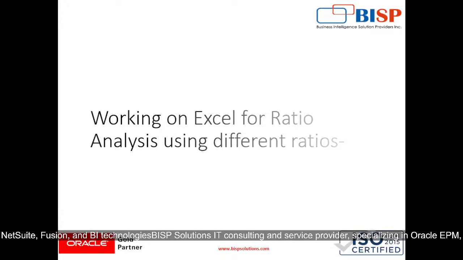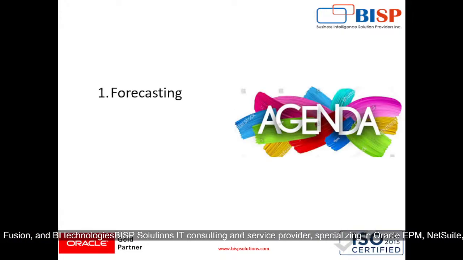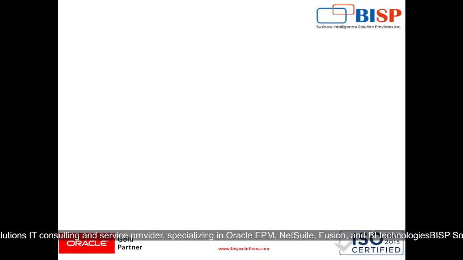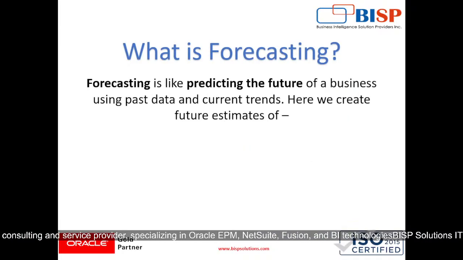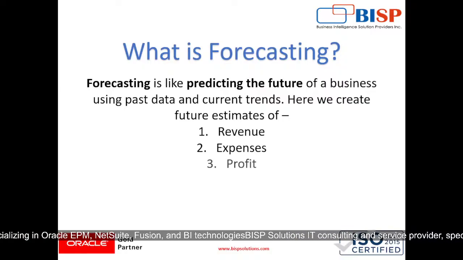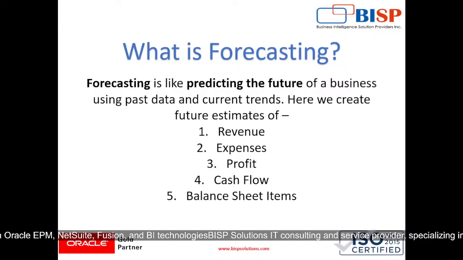Now we will be moving forward to today's session, which is forecasting, and real world forecasting examples we will be taking for Eicher Motors. So first of all, what is forecasting? Forecasting is like predicting the future of a business using past data and current trends. Here we can create future estimates of revenue, expenses, profit, cash flows, balance sheet items. So it's like a roadmap for the future based on where we have been and where we want to go.